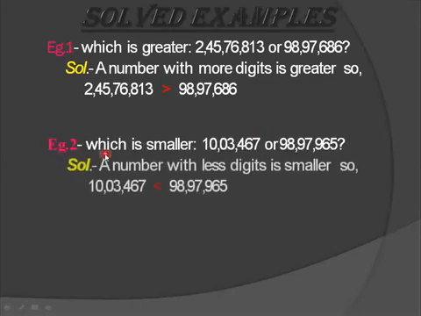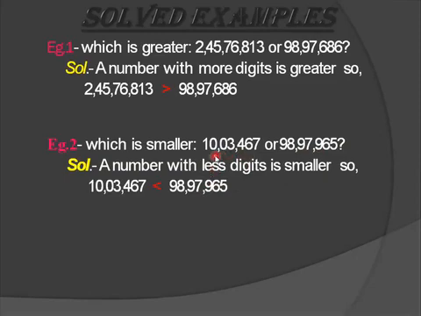Example 2, which is smaller, 10 lakh 3,467 or 98 lakh 97,965. Here they have asked you which is smaller. A number with less digits is smaller, as we have seen earlier. So here the digits are 1, 2, 3, 4, 5, 6, 7. Here 7 digits are there. Here also 1, 2, 3, 4, 5, 6, 7. So same digits are there.